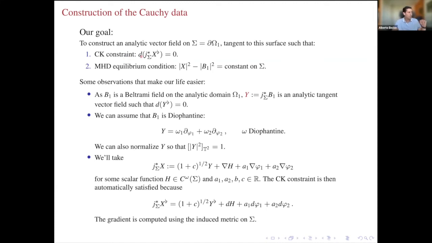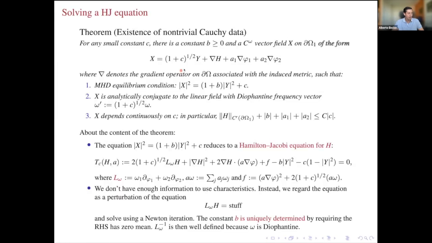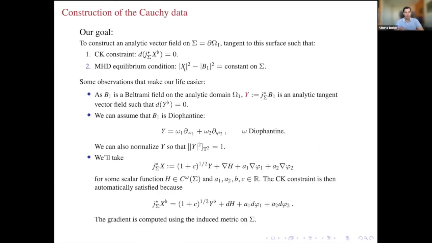So that associated one form has to be closed. And also we want to construct MHD equilibria. So the difference of the square norms between this field and the original vector field V1 that we had has to be constant on the surface, okay? So our goal is to construct a tangent vector field X satisfying that condition.